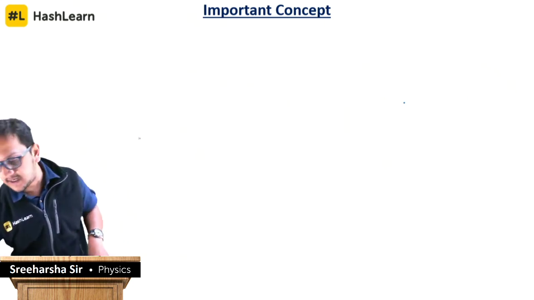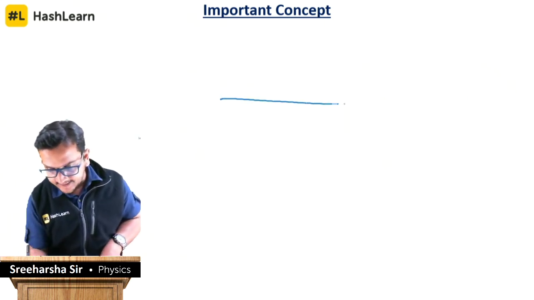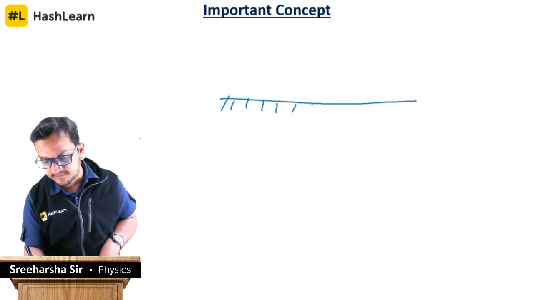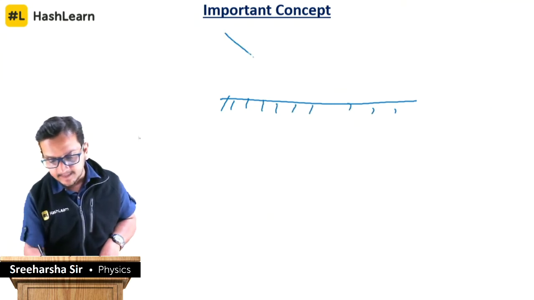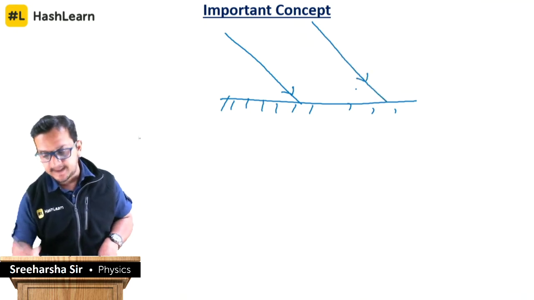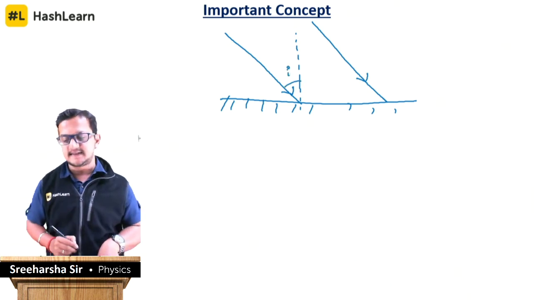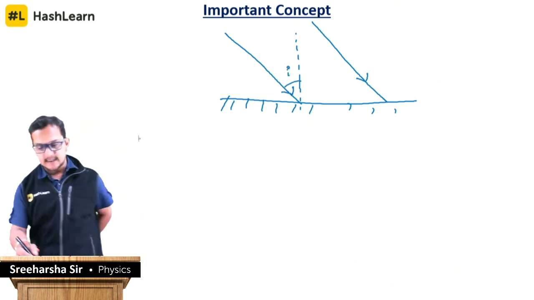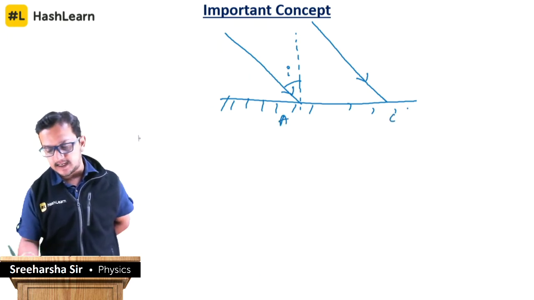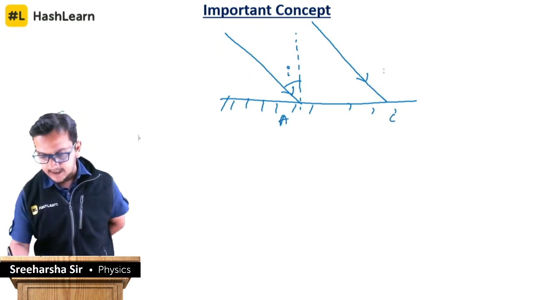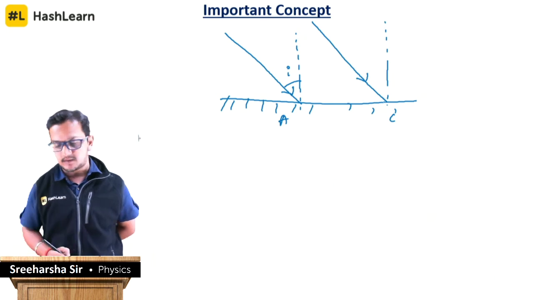Let us assume you have a mirror or a reflecting surface. This is the surface which is reflecting, and you have a plane wavefront which is incident. You assume this to be the normal, and this is making an angle of incidence I. Now let us assume the position is AC, and you assume this is the normal.